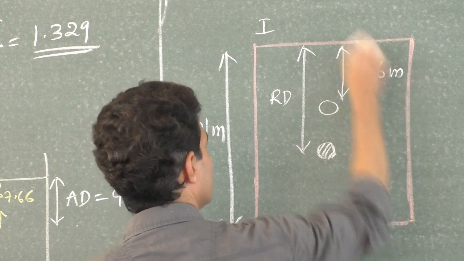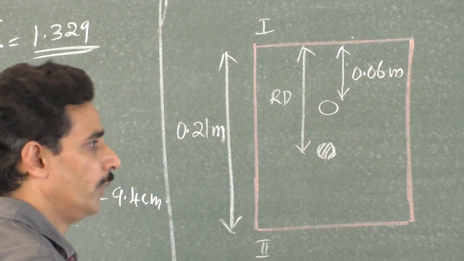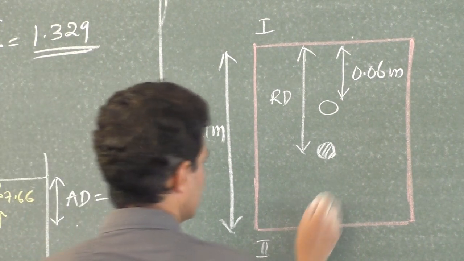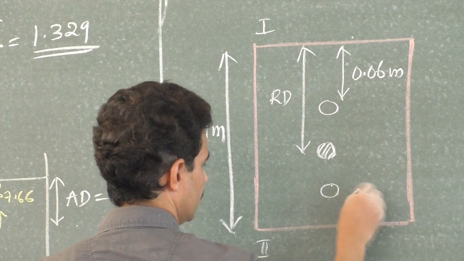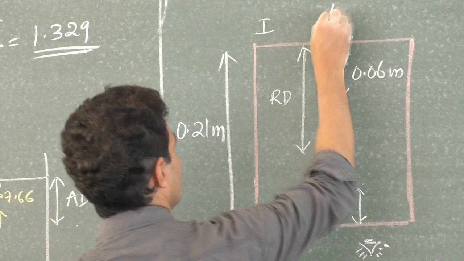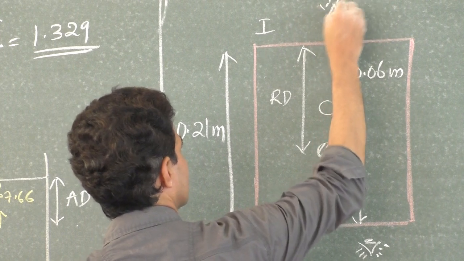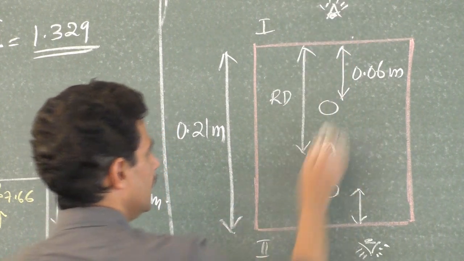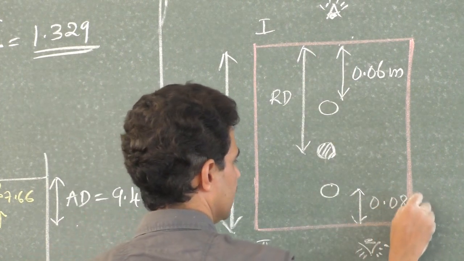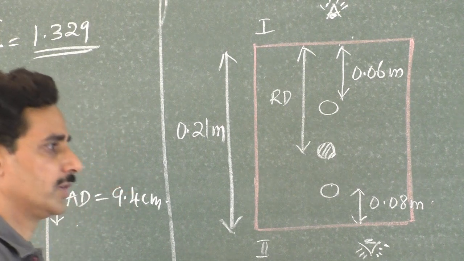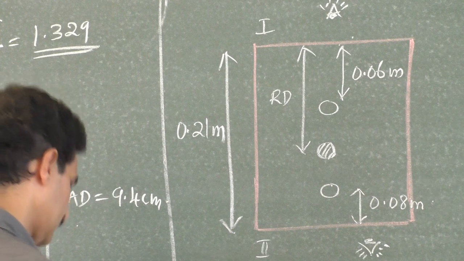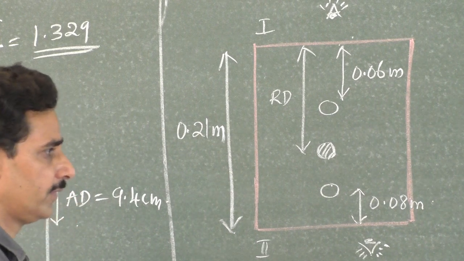When viewed from this side, the first face. When viewed from the opposite face, the bubble appears to be at a depth of 0.08. So this is the position when I view it from here, and when viewed from here, the cases are different. Here it appears to be 0.06, here it appears to be 0.08 meters. Both times you are observing the same cube, so the refractive index is the same. We need the refractive index of the material of the cube and the actual depth from the first face.